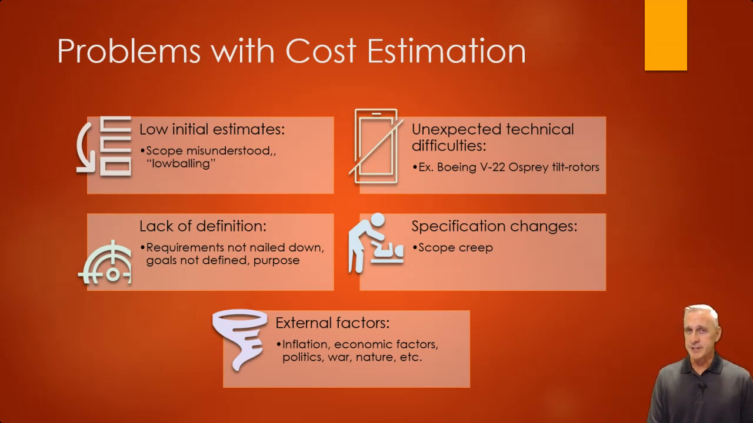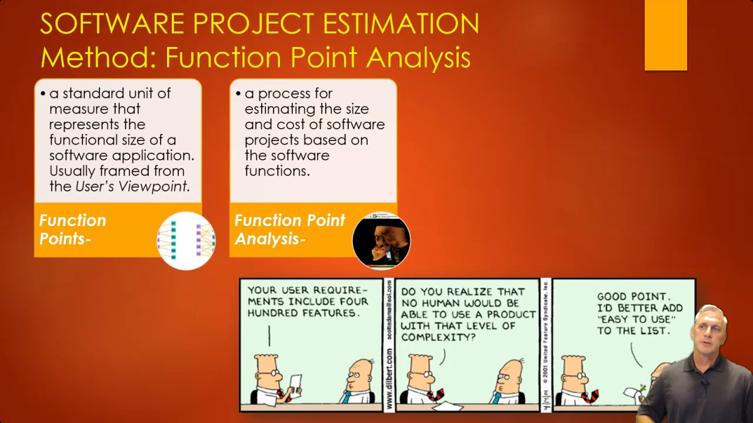Different external factors, things that you can't account for. So COVID, nobody accounted for that, I assure you. Inflation, economic factors, war, politics, acts of nature, tornadoes, anything like that can blow cost out of proportion, totally change things. So when we're talking about software project estimations, things are a little bit different. There's a couple different things that we have to look at.